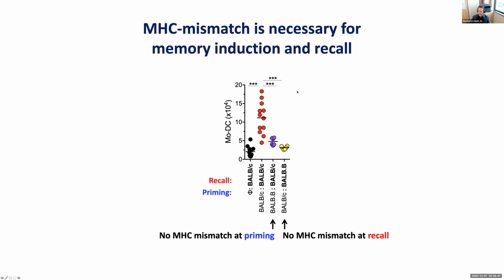Likewise, if you prime with BALB/c, but then come back with a BALB.b bone marrow plug where there is no MHC mismatch, you also see a response that is in line with the primary response to BALB/c bone marrow plugs, indicating that MHC mismatches are necessary for priming and recall.